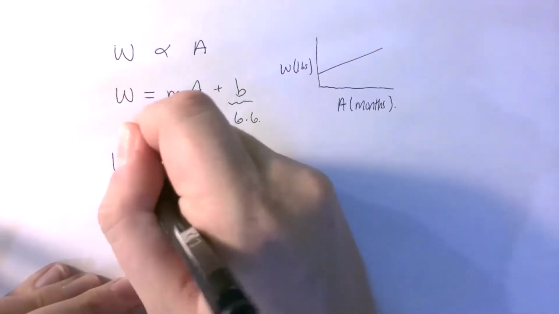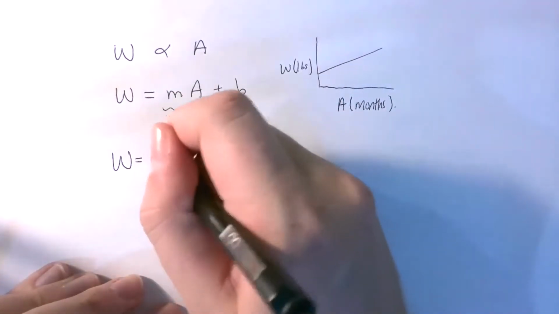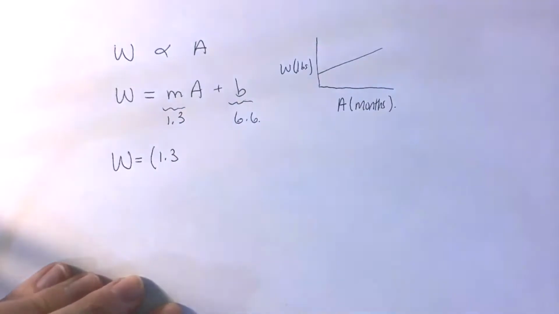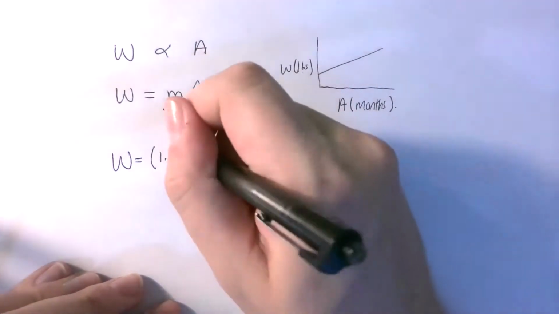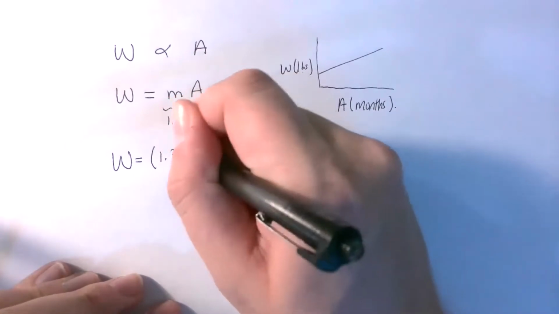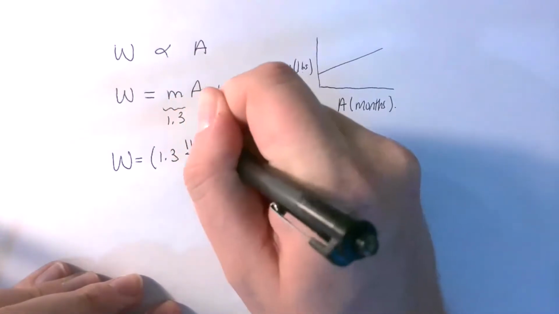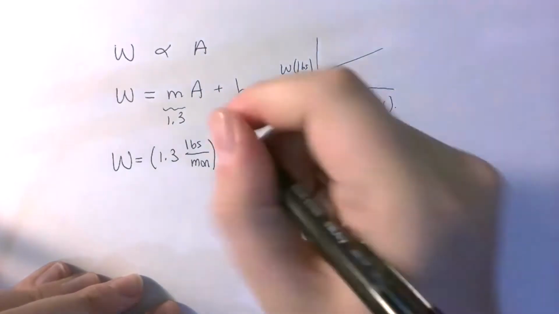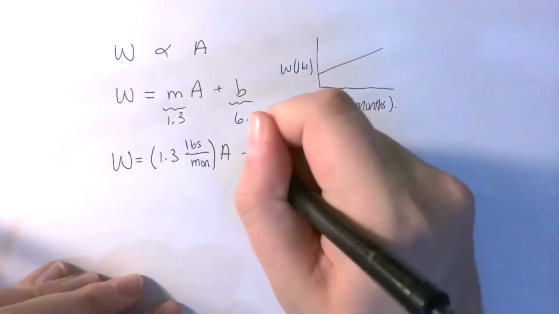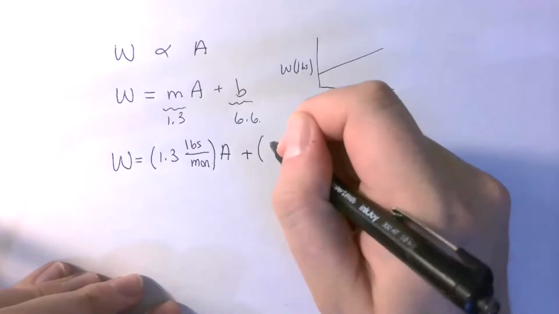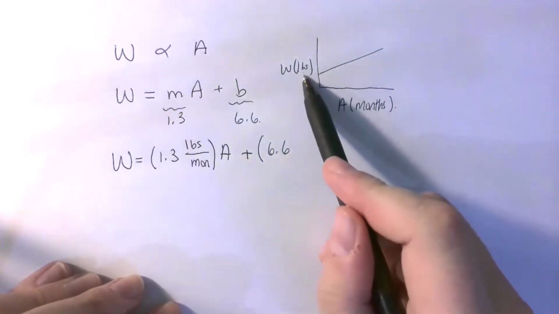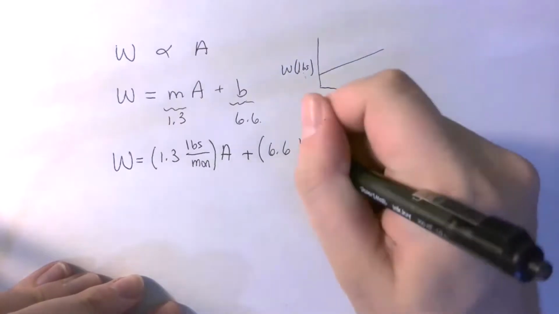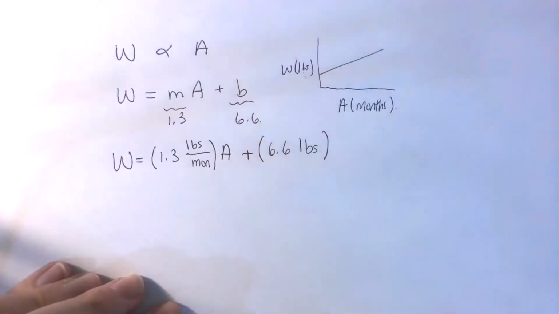So the equation becomes W equals 1.3. The units would be from rise over run, so it would be pounds per month. Our variable A, plus the intercept, which is 6.6, and the intercept always shares the same units as what's on the vertical axis, so that's pounds.